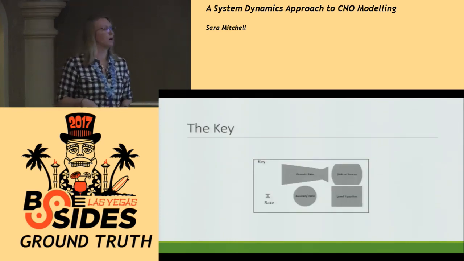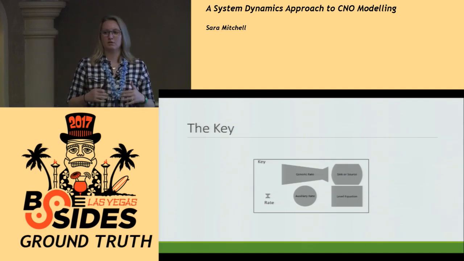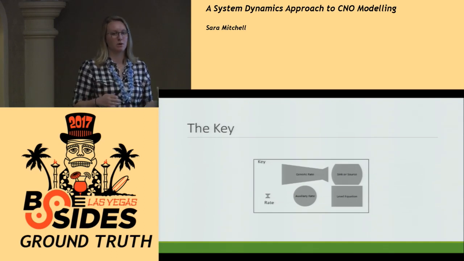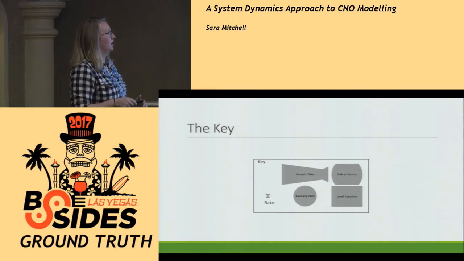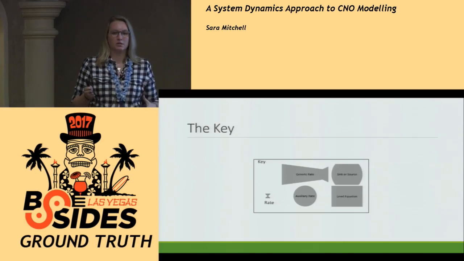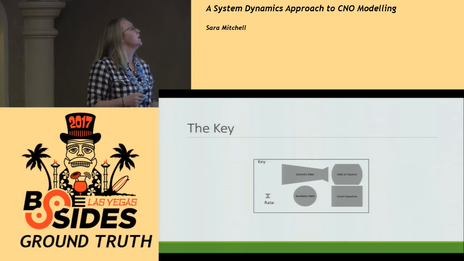So this is the key. We have this idea of a sink or a source, which is where information enters or leaves the purview of the model, the information I'm trying to model. Then you have these level equations. In terms of this model, that's kind of like your TTP: your bag of tricks, the things that you can do and use.